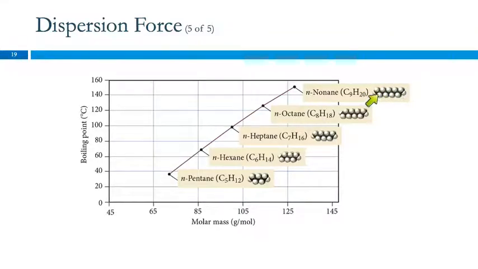This molecule, because it's larger, its electron cloud is more polarizable, and because it's longer, this has a lot more surface area where it can stick to each other compared to this one. And so both of those factors combine to make the boiling point higher. Does that make sense?